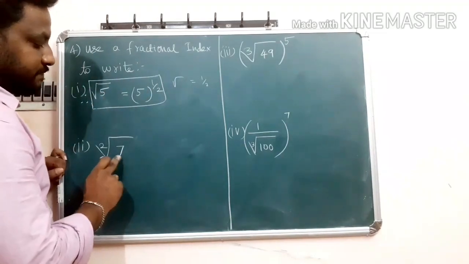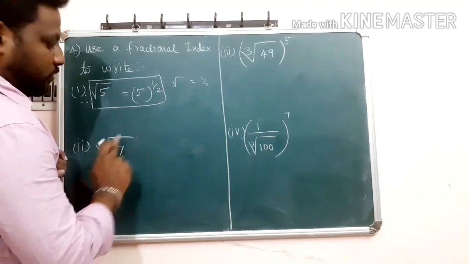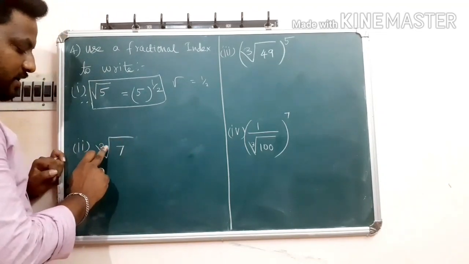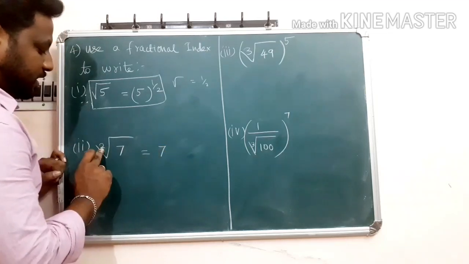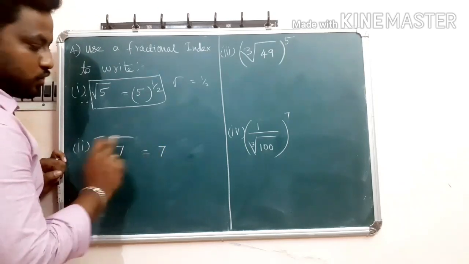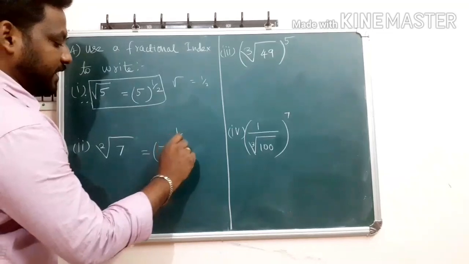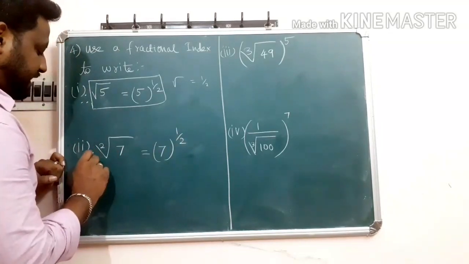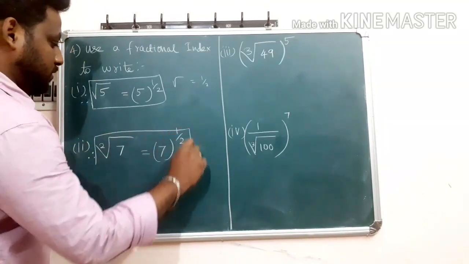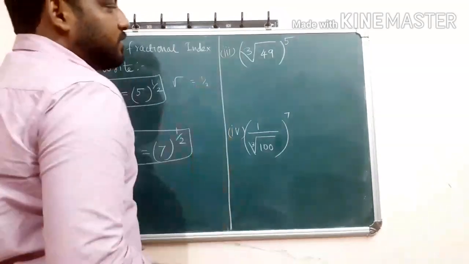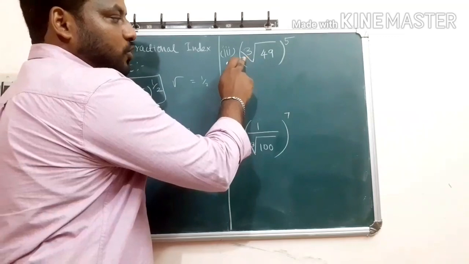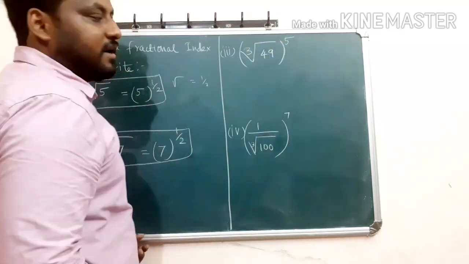So root 7. We know that square root value is 1 by 2. So here 2 is already given. So we can write as 7, the whole power, what is the value given? 2. So whole power 1 by 2. So this is the value of square root of 7. And third one is given cubic root of 49 the whole power 5.